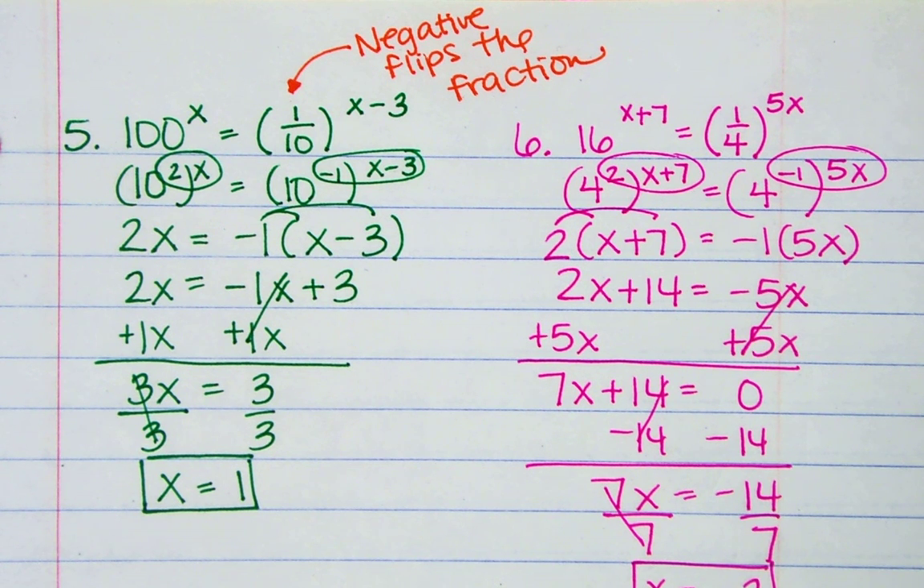Should be a negative. Should be a whole number. All right, you're getting a negative and a whole number. That negative 5x means a negative.